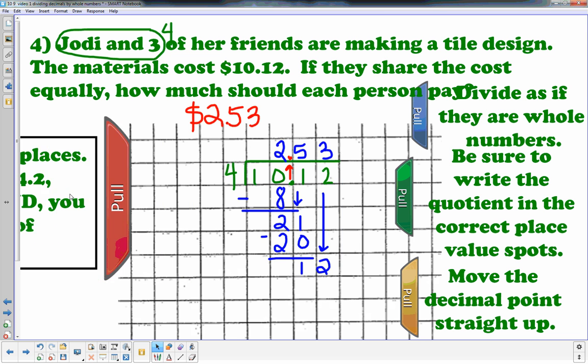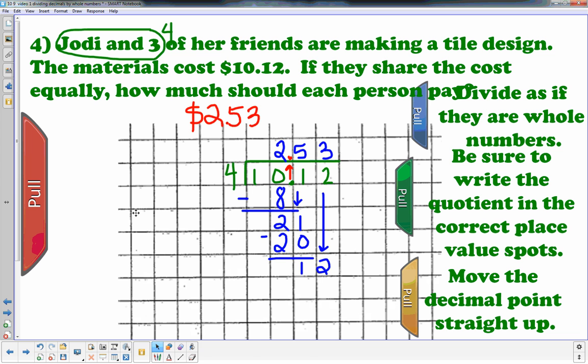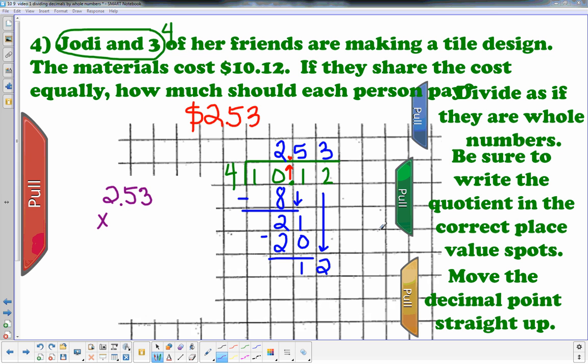Now, you know what I want to do next. I want to check to make sure this is a reasonable answer. Check your division with multiplication, pause the video, press play when you're ready. Let's check your multiplication. $2.53 times the 4 people. It should give me my total of $10.12.